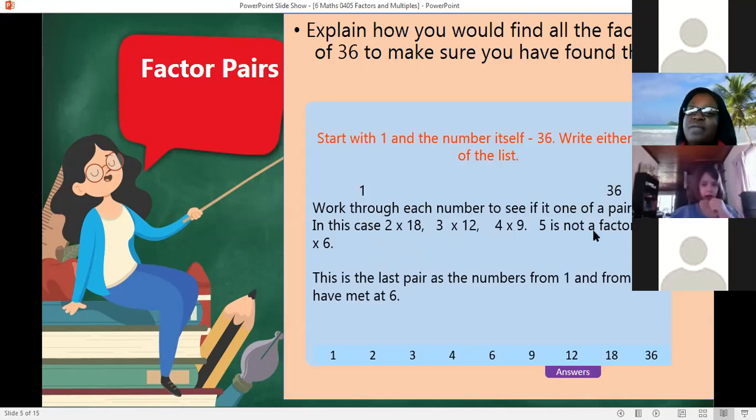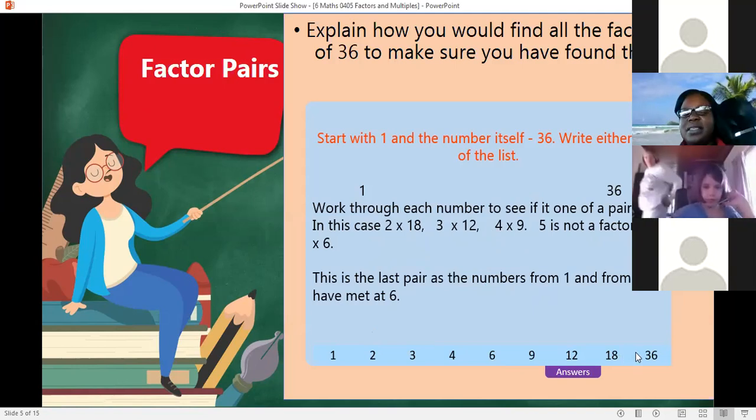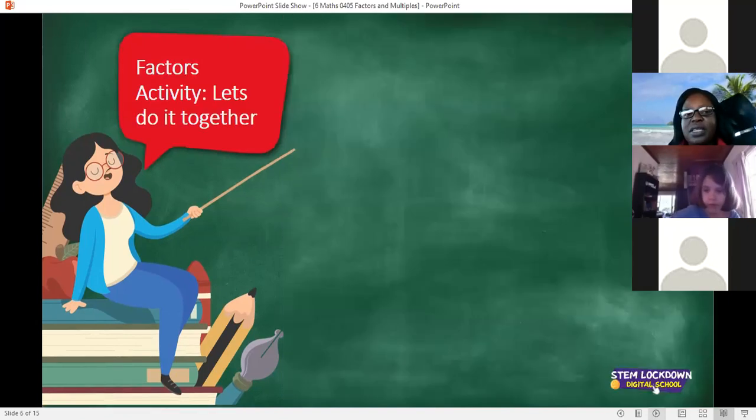So 5 is not a factor because when you count in 5, you don't reach 36. And then we have 6. So if we list them here, then it's 1, 2, 3, 4, 6, 9, 12, 18, and 36. Do you see how many factors 36 has? It's not all the numbers that are going to have 1, 2, 3, 4, 5, 6, 7, 8 factors. So we're going to move on. Thank you, Connor, so much for answering.